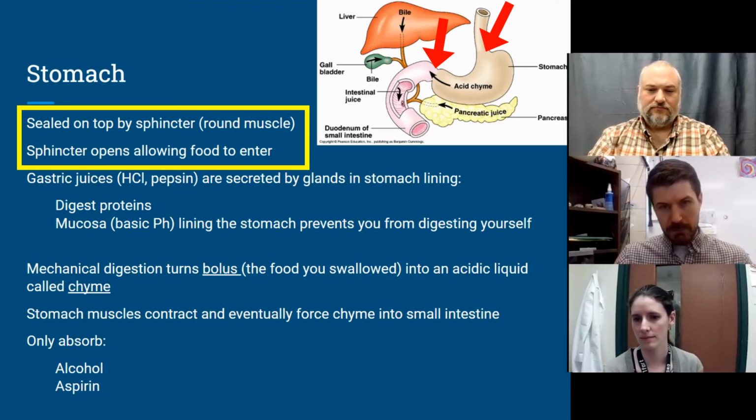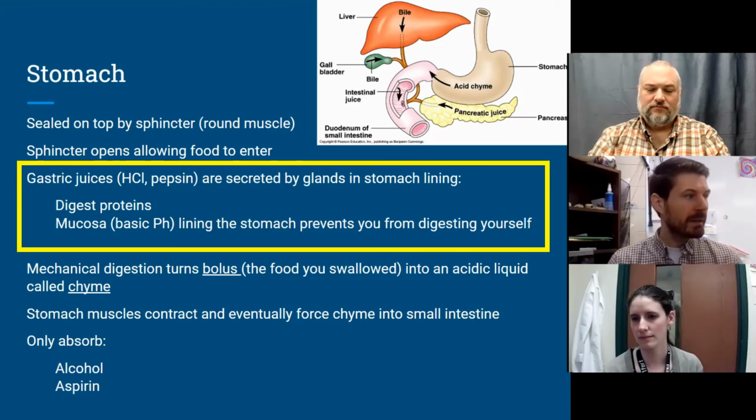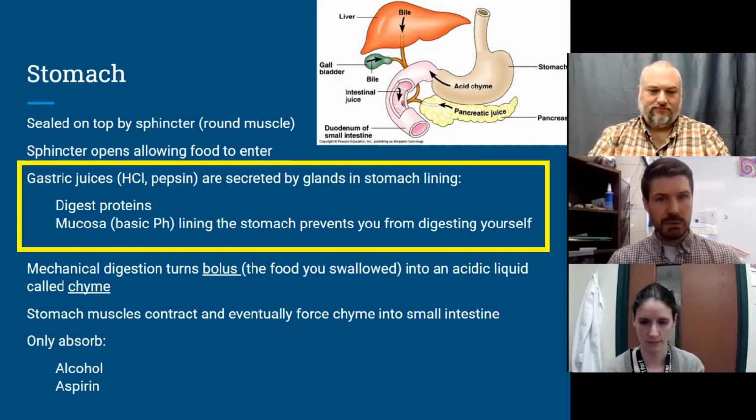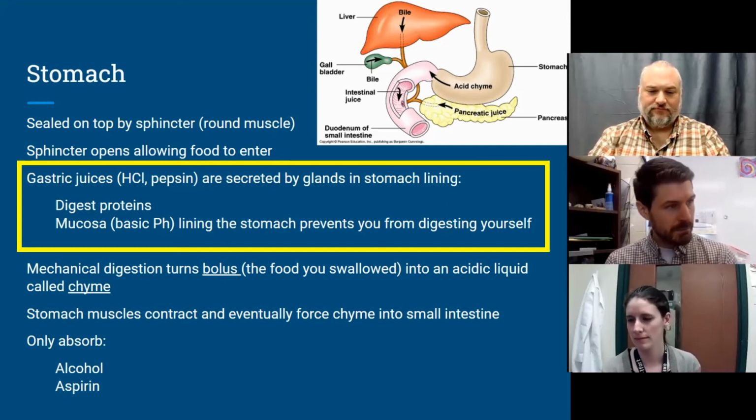That makes sure that food spends an adequate amount of time in your stomach, where it is being exposed to gastric juices like hydrochloric acid, which helps break down food, and pepsin, which helps break down proteins. It's an enzyme. We talked about enzymes in the macromolecules unit as well. They speed up chemical reactions, chopping up proteins into their building blocks, amino acids.